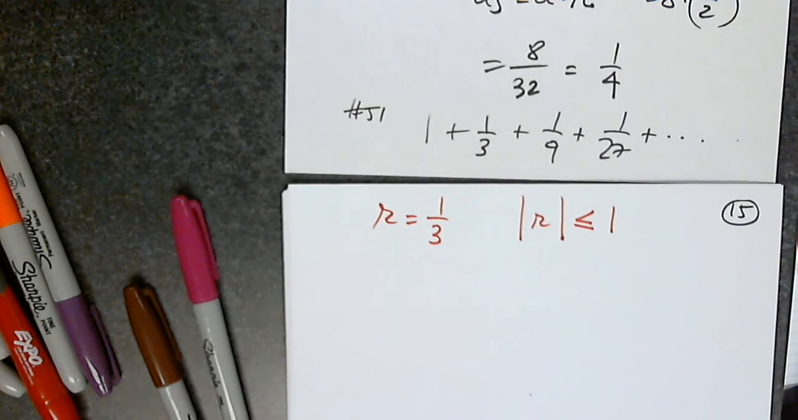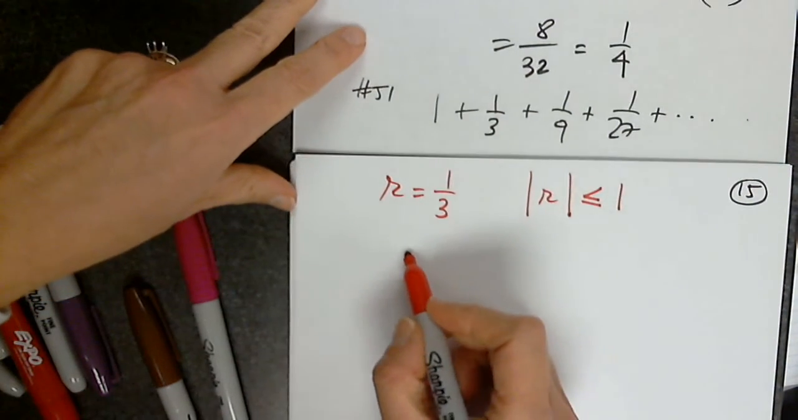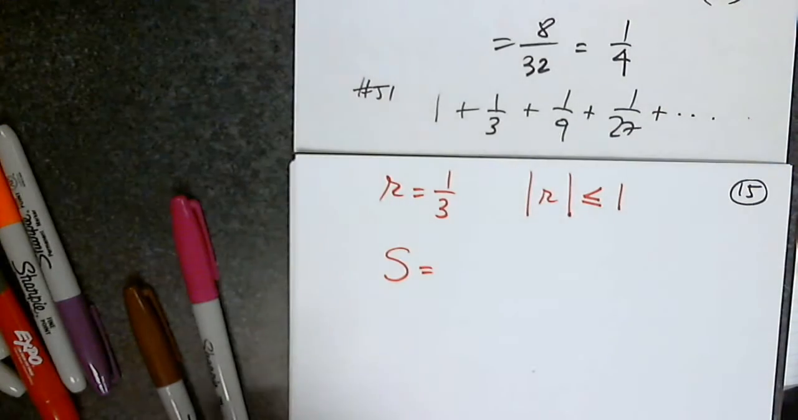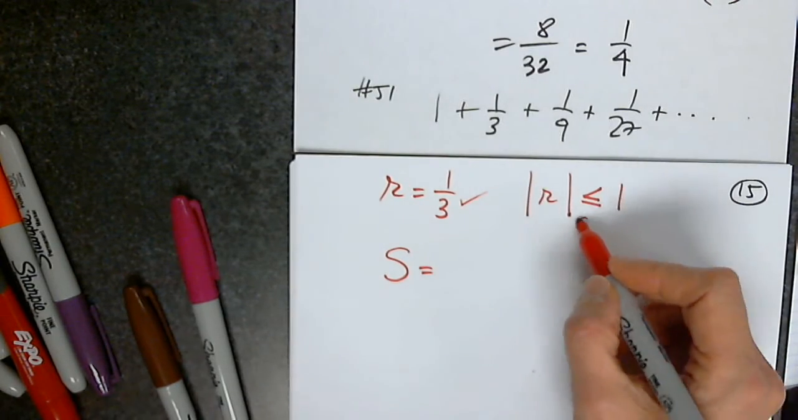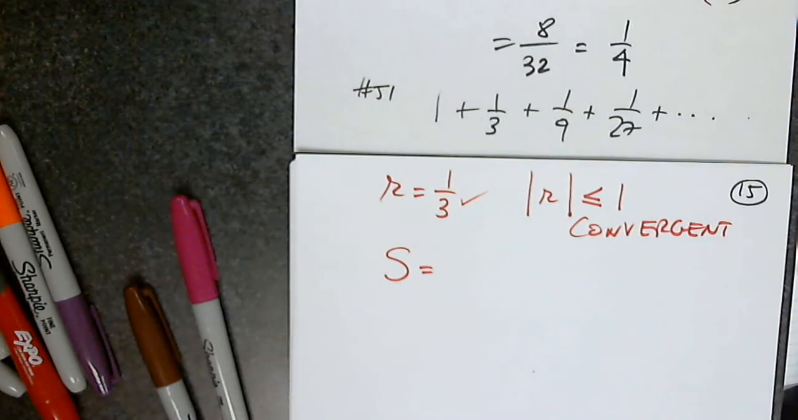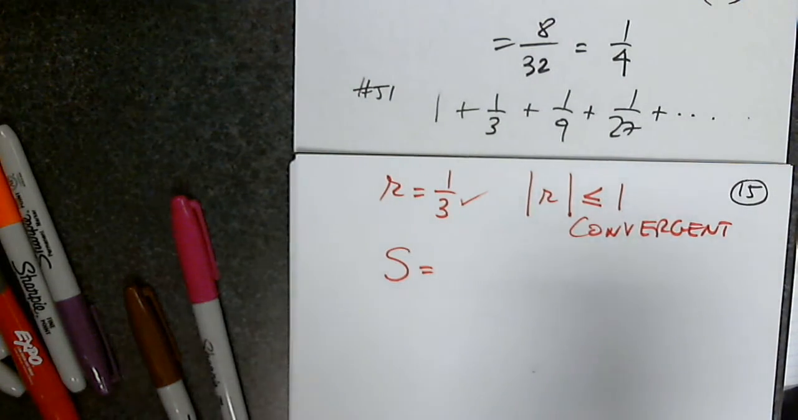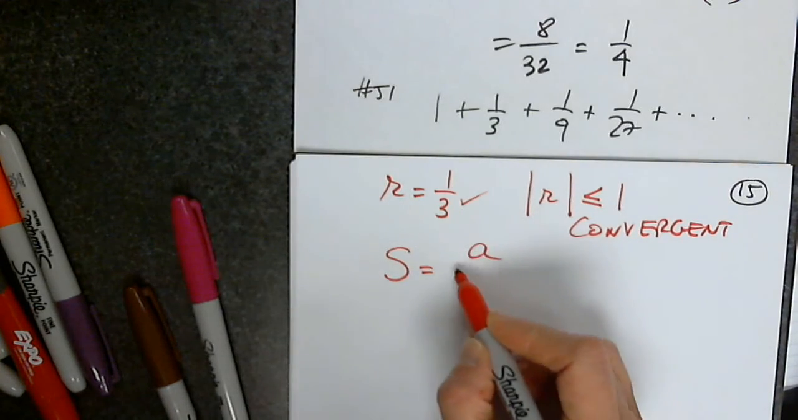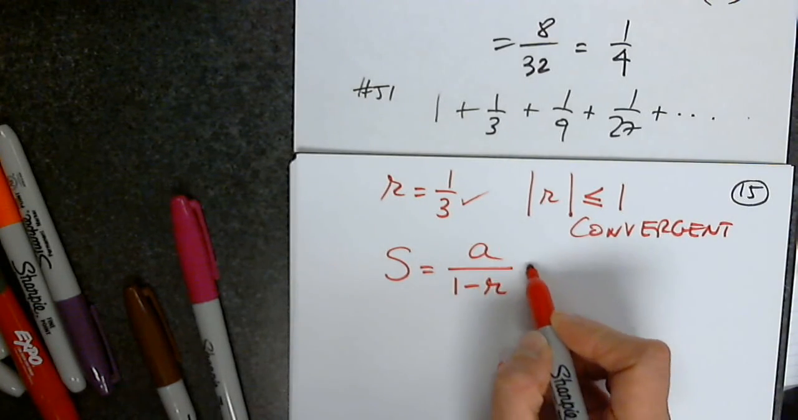Is it? Yes. Convergent. In which case, I can determine the sum. So that's all you have to do, find R. So it's convergent. And we are told if it is convergent, find its sum. The formula for the sum of a convergent infinite geometric series is A divided by 1 minus R.